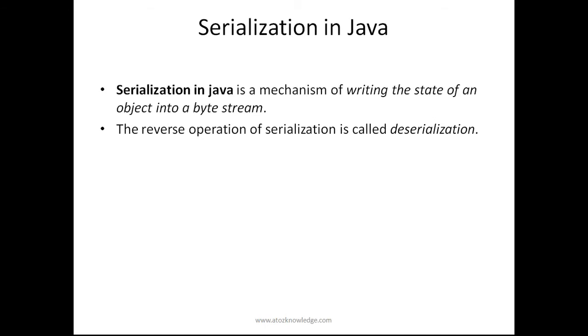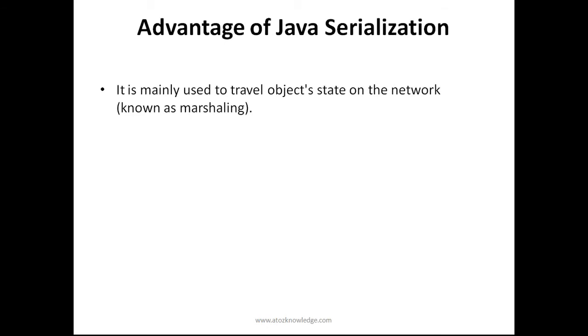Serialization in Java is a mechanism of writing the state of an object into a byte stream. Technically, this is the definition. And the reverse operation from byte stream back to the actual state is called deserialization. The advantage of serialization is that we use it to pass data in networks.